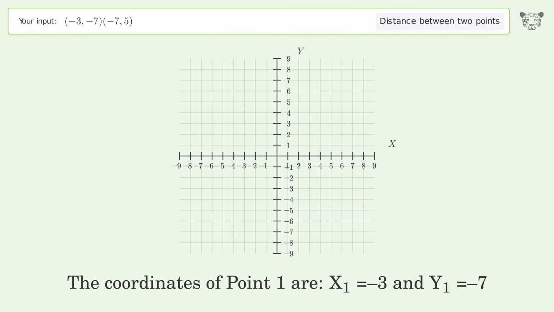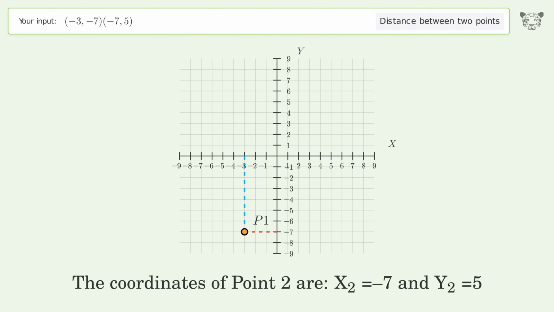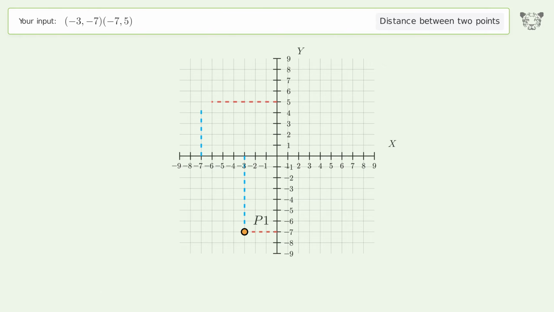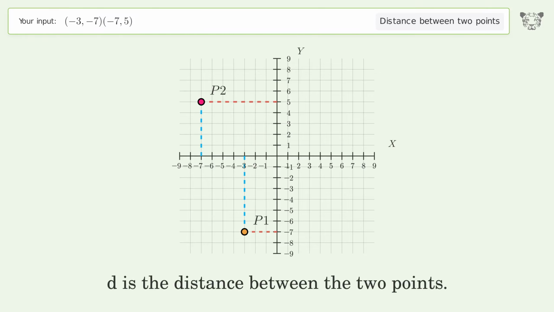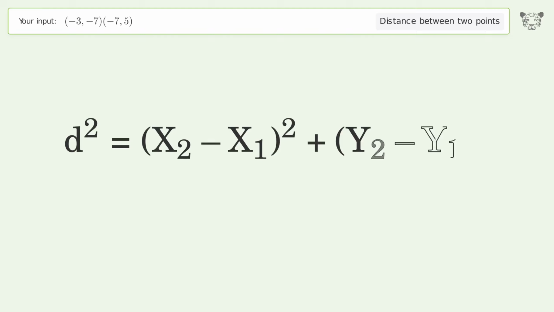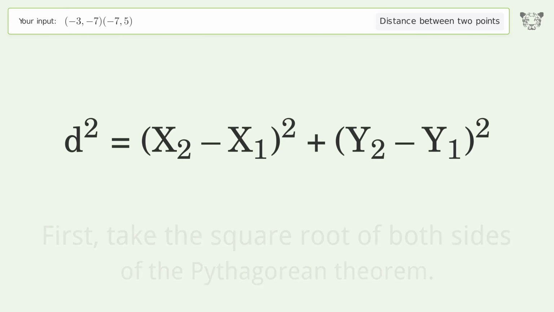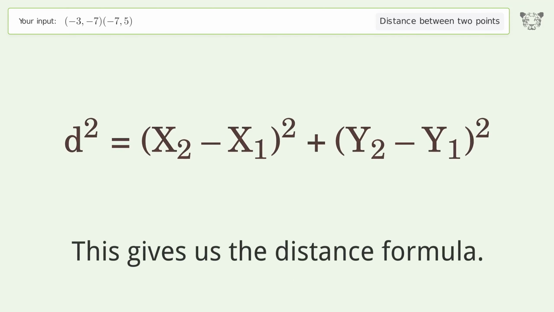The coordinates of point 1 are x1 equals -3 and y1 equals -7. The coordinates of point 2 are x2 equals -7 and y2 equals 5. D is the distance between the 2 points. First, take the square root of both sides of the Pythagorean theorem. This gives us the distance formula.